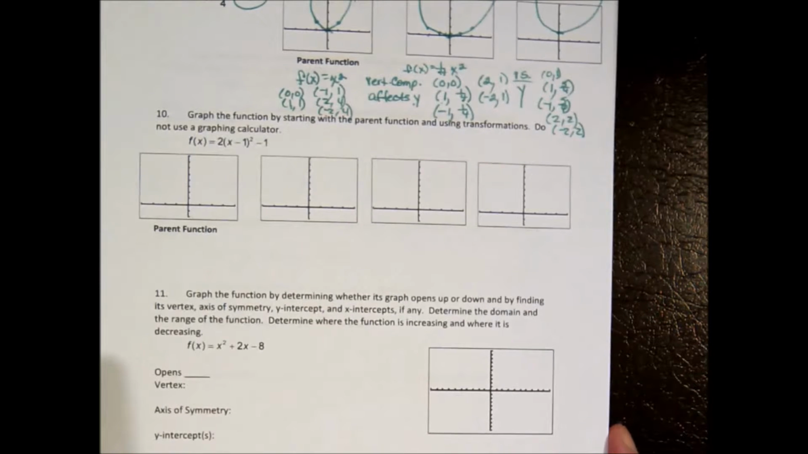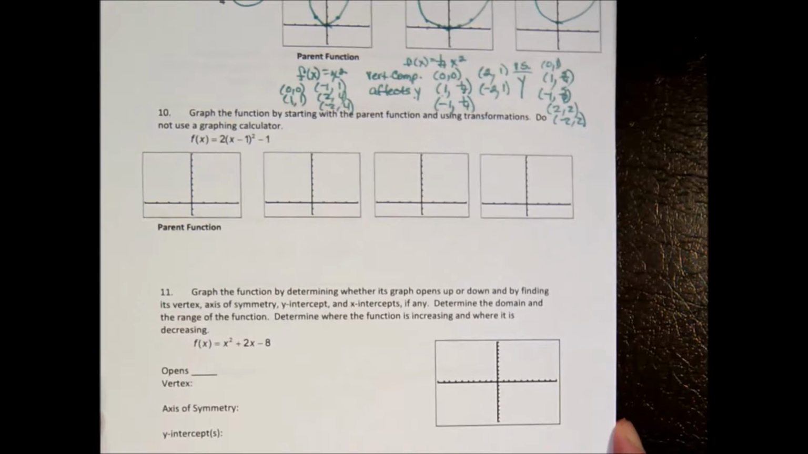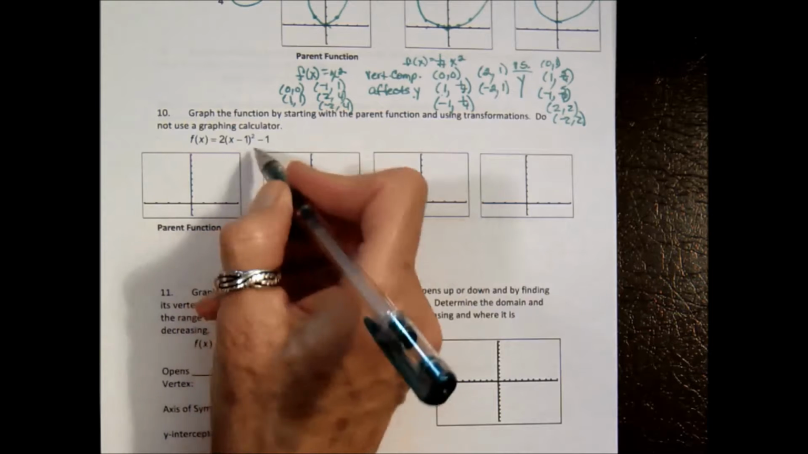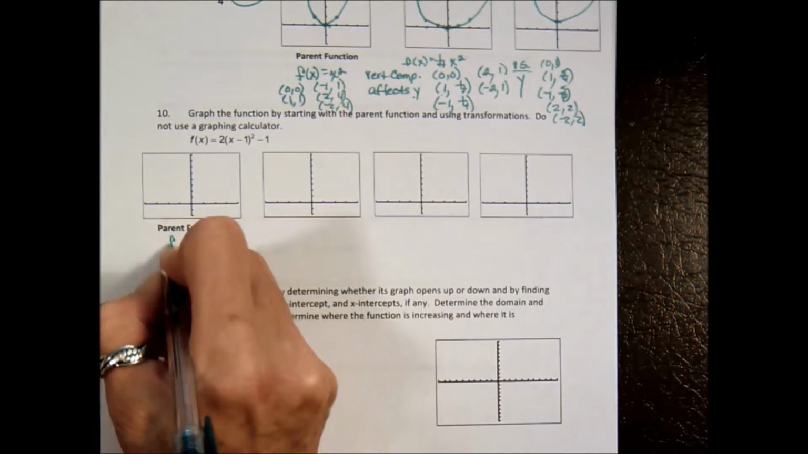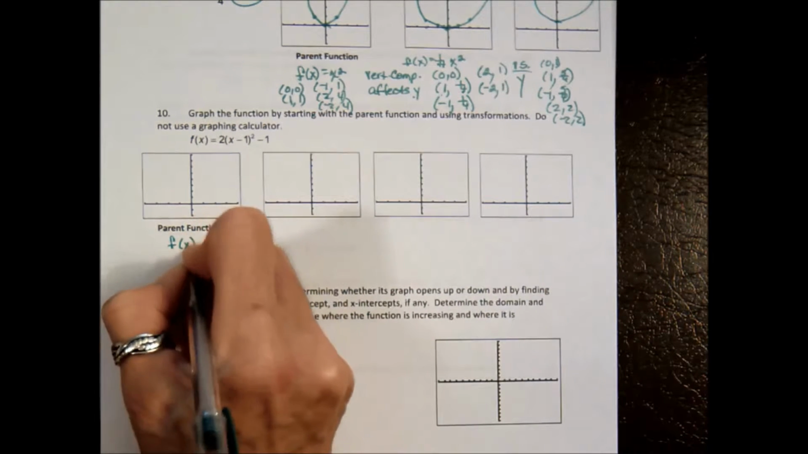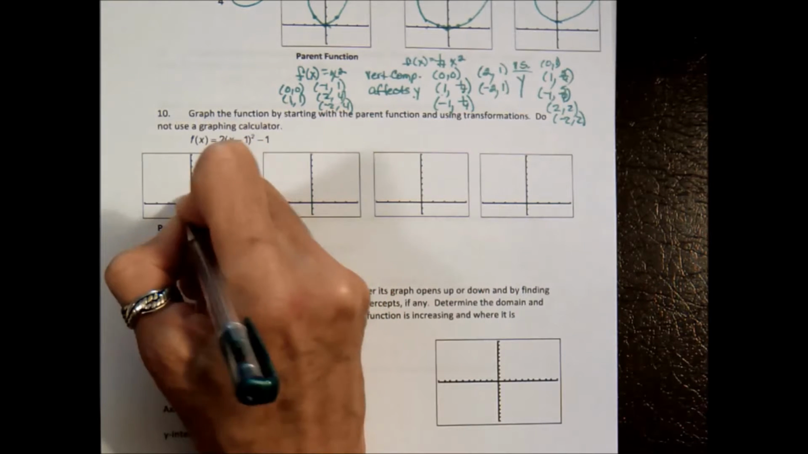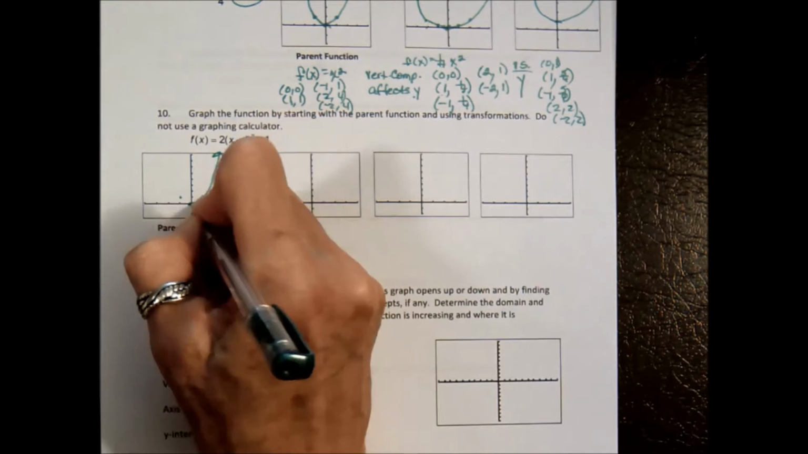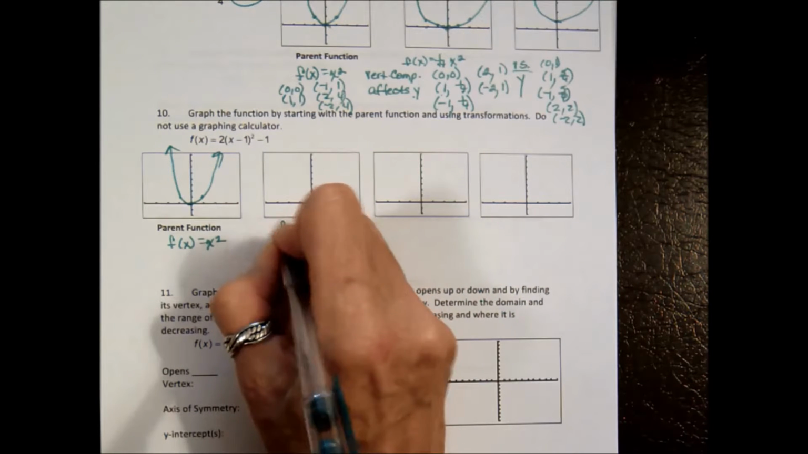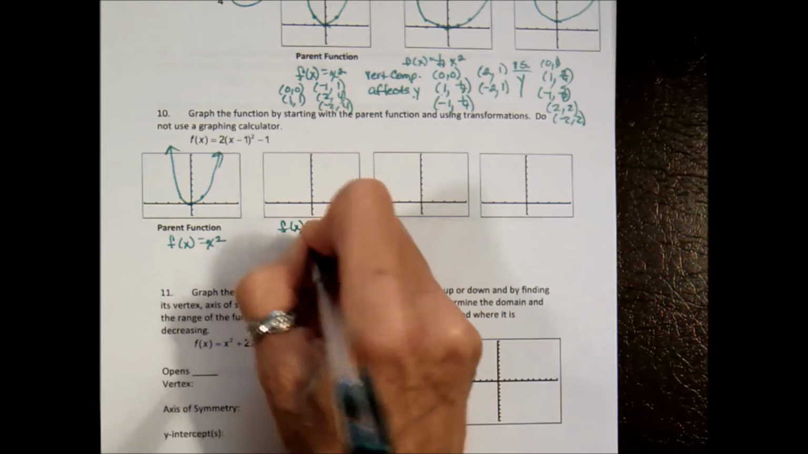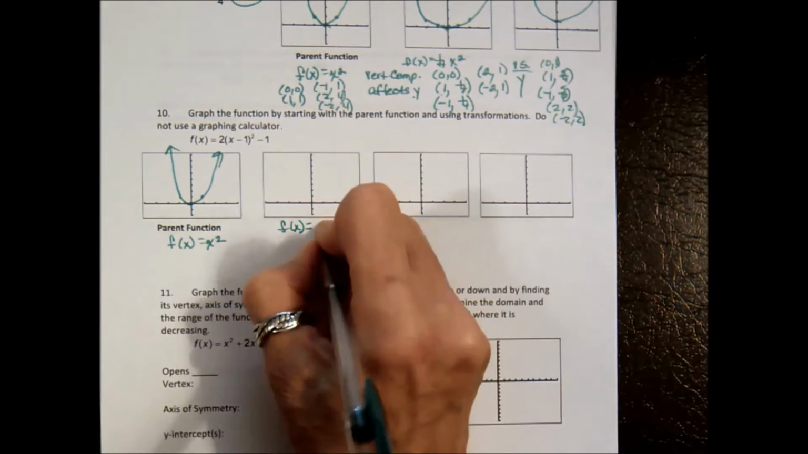All right, let's look at the next one. It says graph the function by starting again with the parent function and using transformations. Do not use a graphing calculator. So here, our parent function again is f of x, or y, equals x squared. We know that that's here, here, here. We can sketch it. The first thing we're going to do is 2x squared. It wouldn't have mattered. I could have done either the negative 1 or the 2.